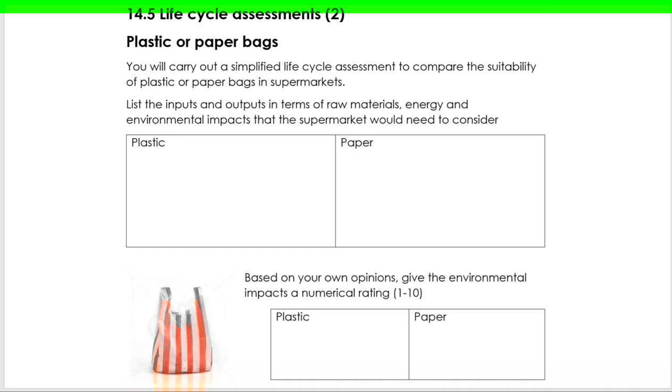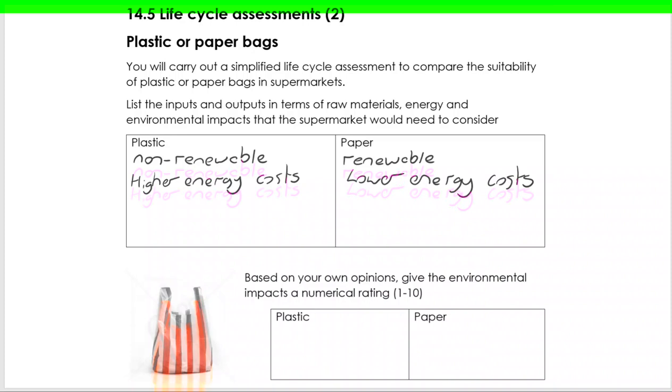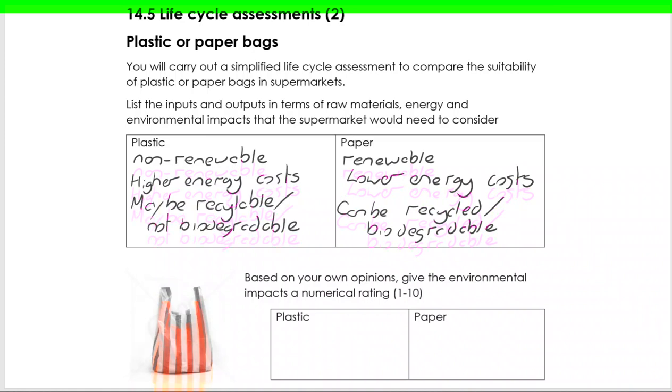So it might be that the supermarket wants to decide which one they are going to use. What sort of considerations might we make? Well, plastic comes from a non-renewable resource, paper from renewable, it comes from trees. Plastic has higher energy costs, I would argue, but I'm basing that purely on my own ideas. It might be that a table of data would be given to you in a question, and paper can definitely be recycled and is biodegradable, whereas plastic might be recyclable and is not biodegradable.